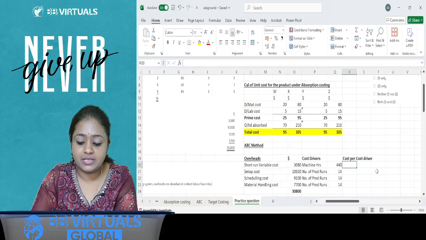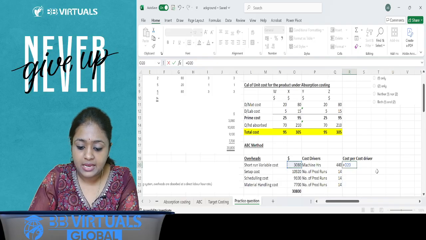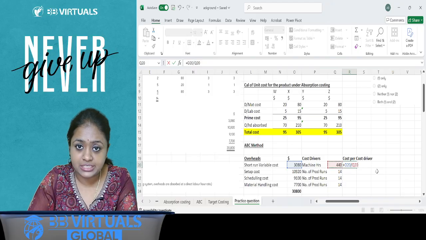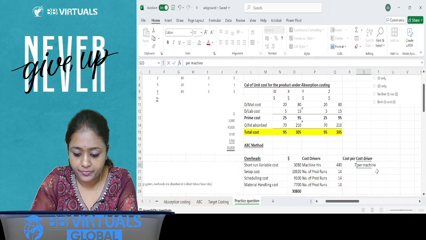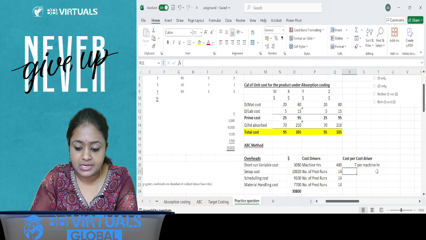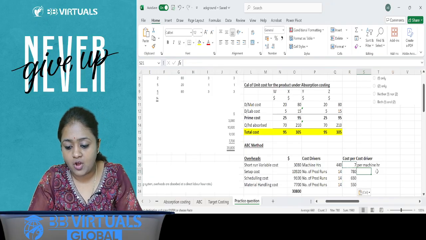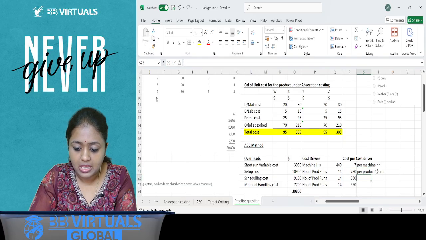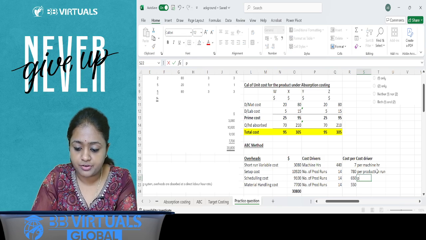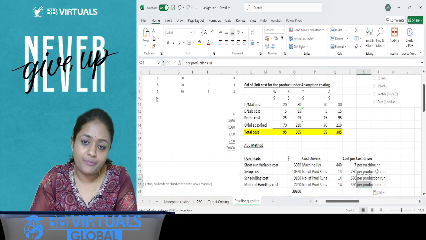Now let's allocate the cost per cost driver. So we will have this dollars, that is the overhead cost, divided by the number of machine hours to get the cost per machine hour. Again here I will do the same. So here I will get cost per production run. Here also per production run. Same. Now we have been able to do it.